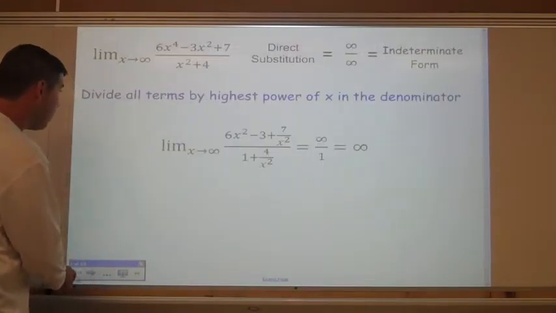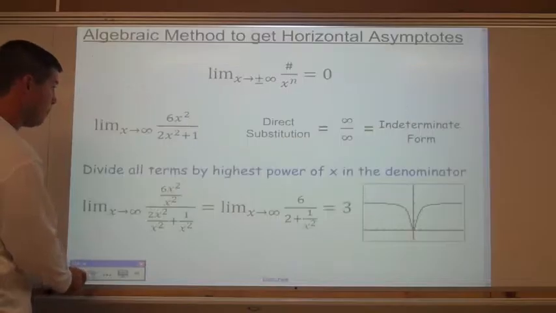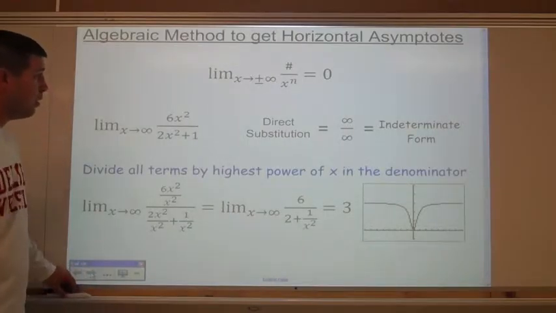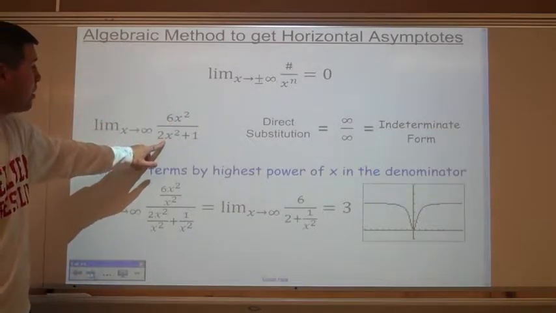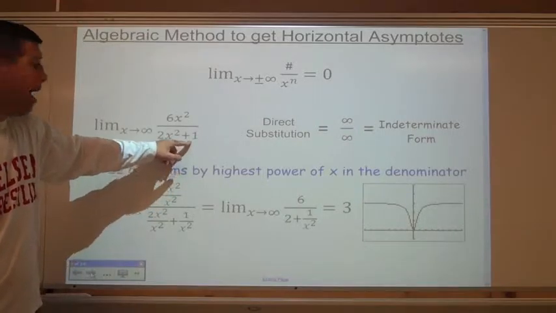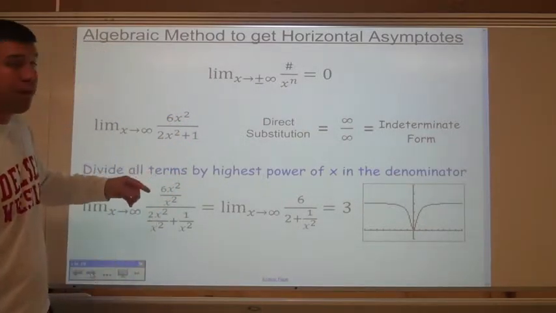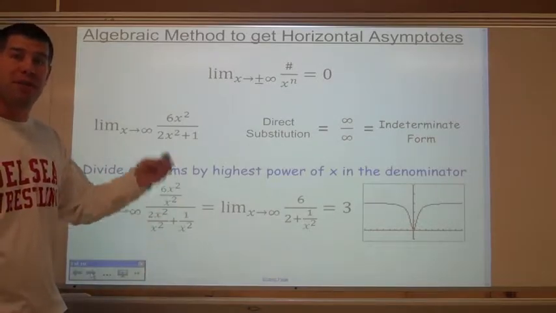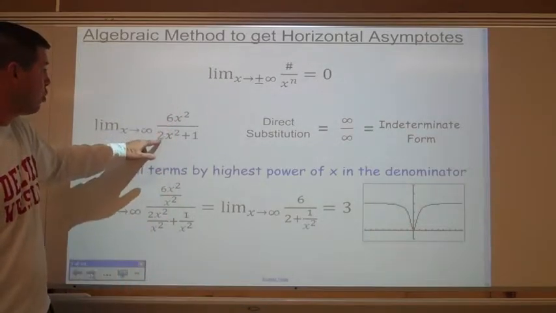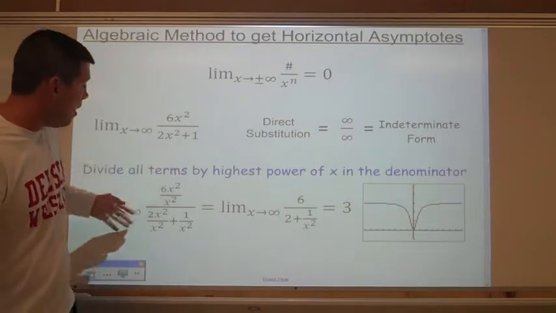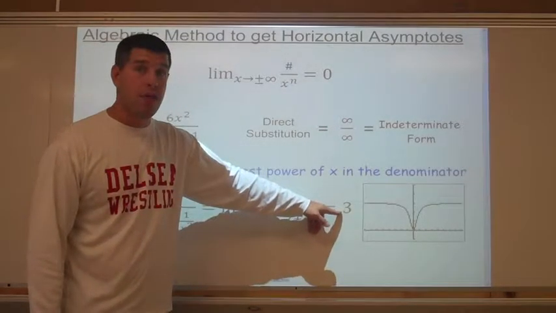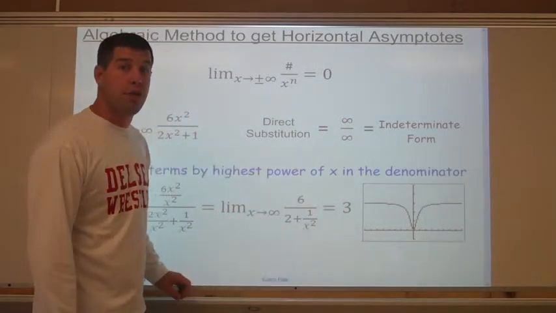We'll go back a couple. 6x squared over 2x squared plus 1. All right, same degree in each. The limit as x goes to infinity is going to be the ratio of the leading coefficients, the coefficients of the highest power. So the 6 and the 2. 6 over 2 is 3, and going through that process, we did get the limit was 3. That's approaching 3.